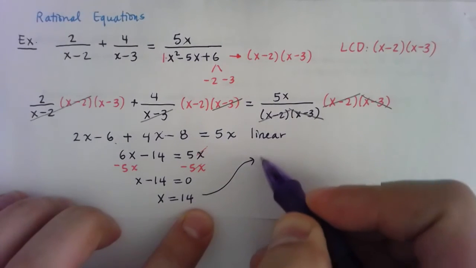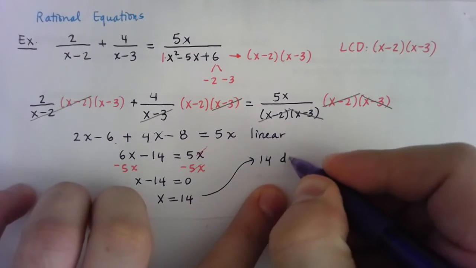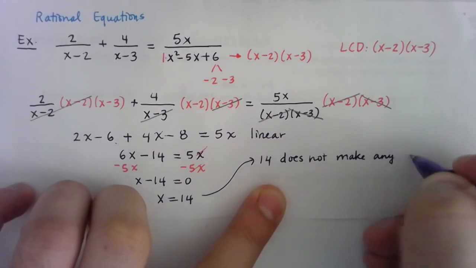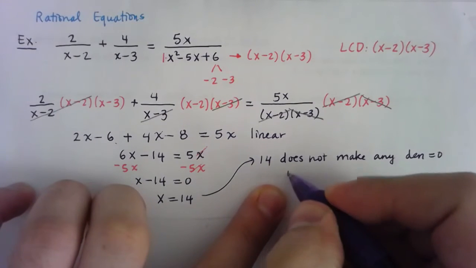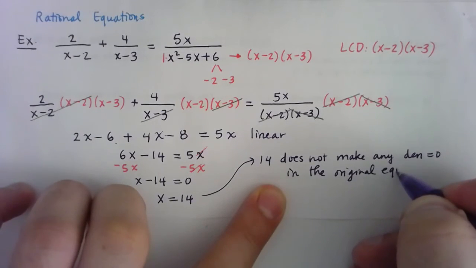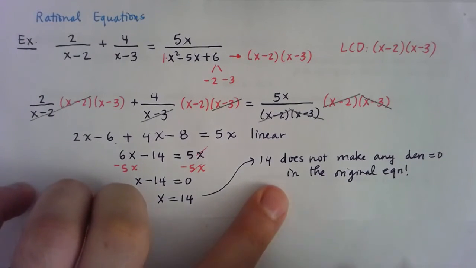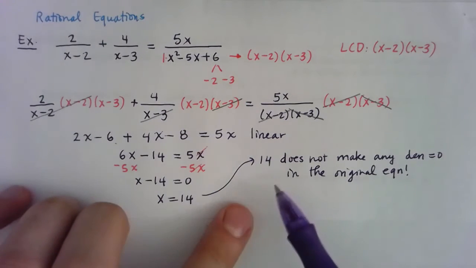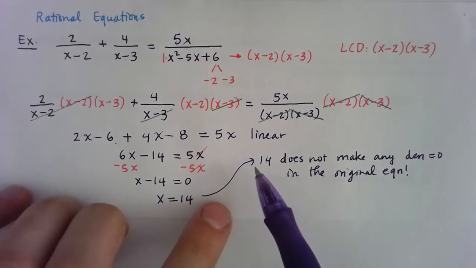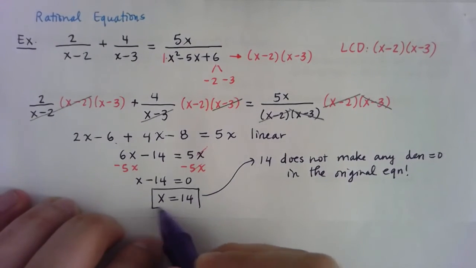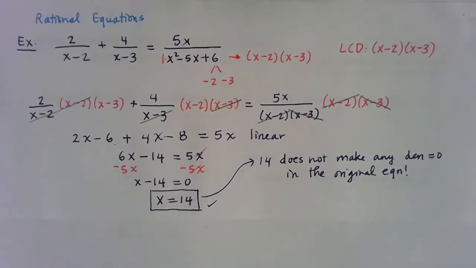So this number 14 does not make any denominators equal to 0 in the original equation. This is what you need to check. If it makes some of them zero, for example, let's say you find the solution to be 2 or 3, then you will say it doesn't have any solution because that solution doesn't work. Here our solution is just 14. That works, so we check that. Now in the next example I'll show you how it may not work.